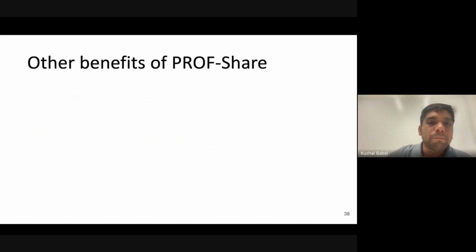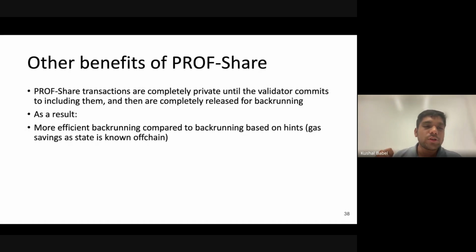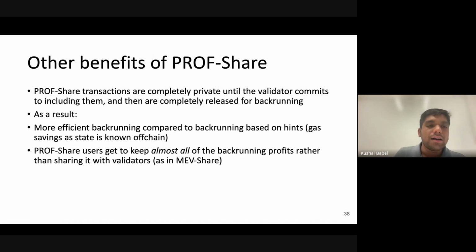But the benefit that you get in prof share is because you're releasing transactions completely for backrunners. As a result, you can have more efficient backrunning. The backrunners know completely all the information about the transactions. They don't need to guess about it. They don't need to run it in smart contracts. They can do it completely off-chain, also saving on gas.